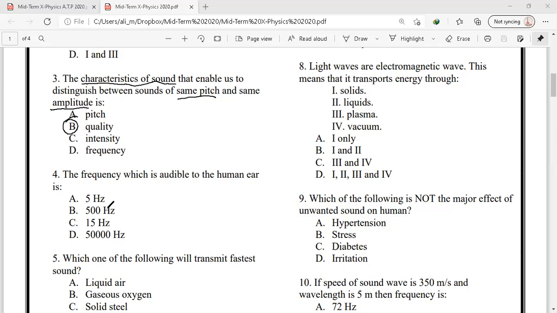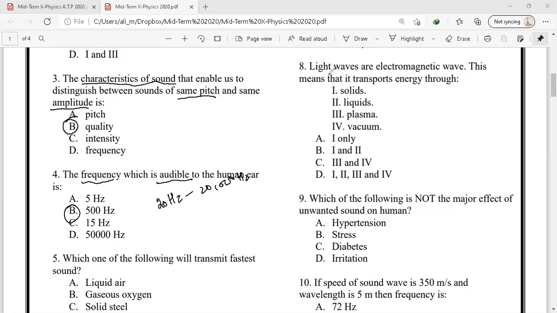Next, we have question number 4, the frequency that is audible to the human ear. We know that the audible frequency is from 20 hertz to 20,000 hertz. So, among those four values, we have option B, 500. That is the correct option. A 500 hertz sound will be audible, while the others are not audible to the normal human being.